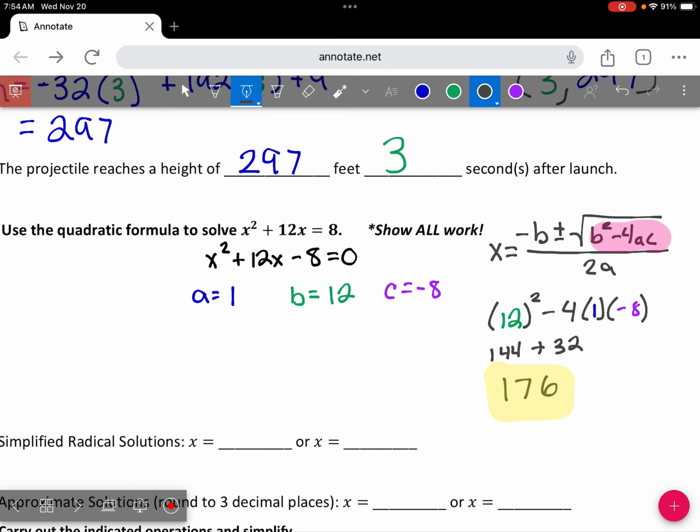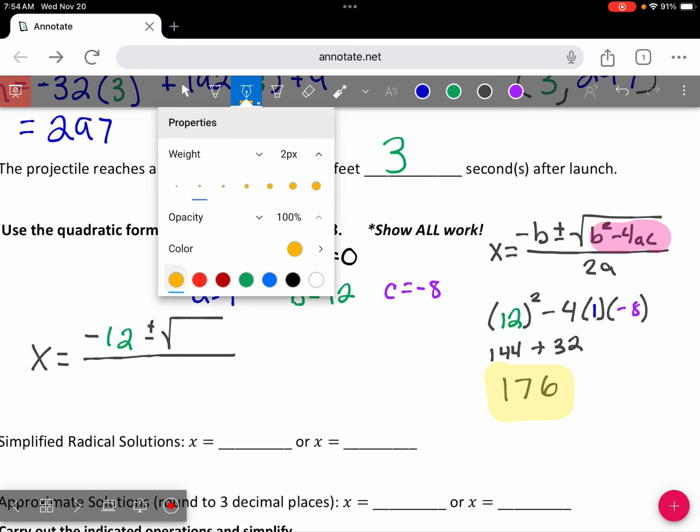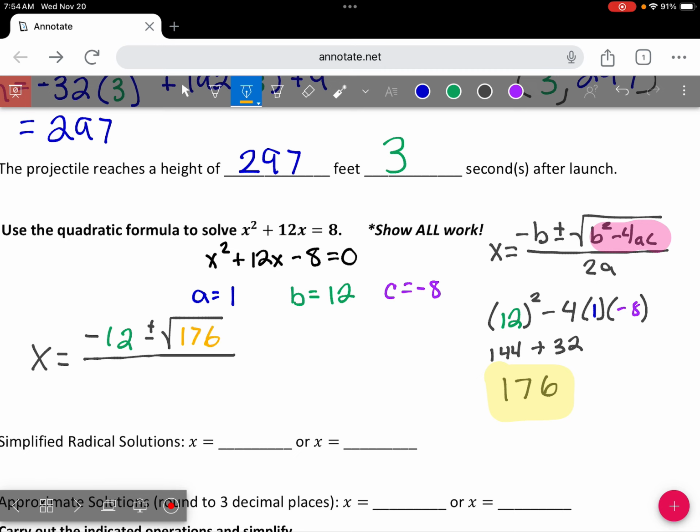Then we finish out our quadratic formula, plugging all the pieces in. So x equals the opposite of b, so the opposite of our 12, plus or minus the square root of our 176 over 2 times our a, which is 1. Well, 2 times 1 is just 2. Then we need to simplify it, which you can try to do by hand, but why?